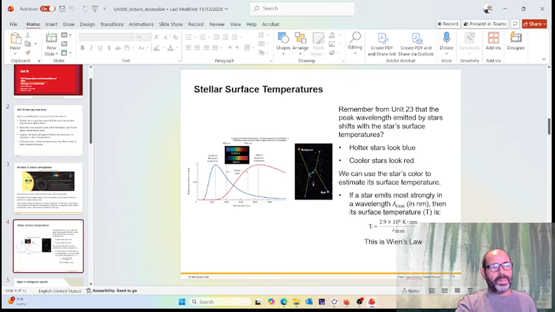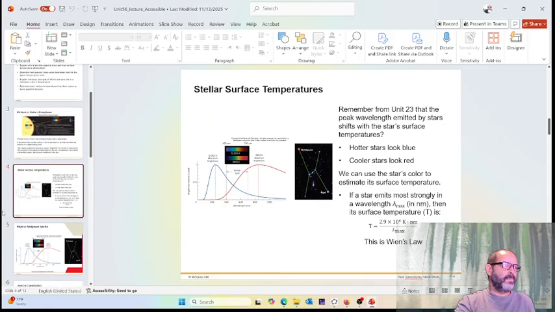The temperature is in Kelvin, and the peak wavelength is going to be in nanometers. And if we use this formula, which is an experimental law, we're going to find how hot the surface is that gave us that light.